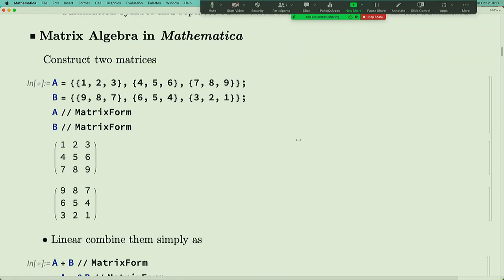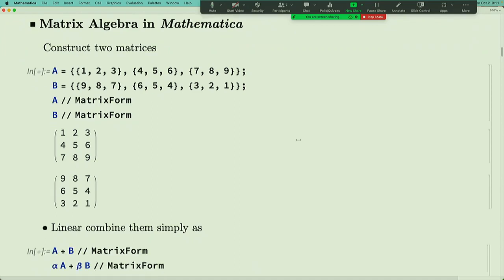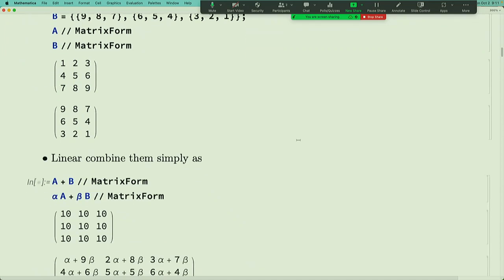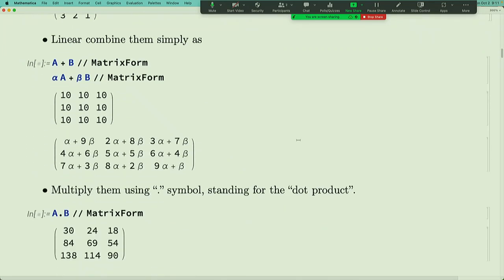And the B matrix looks like this. When you type it in like this and then you say MatrixForm, Mathematica will print out the matrix form, which looks like that. So this is our A matrix. This is the B matrix. And then you can simply multiply these two matrices together. Okay. So first of all, you can do a linear combination. You can, for example, do A plus B.